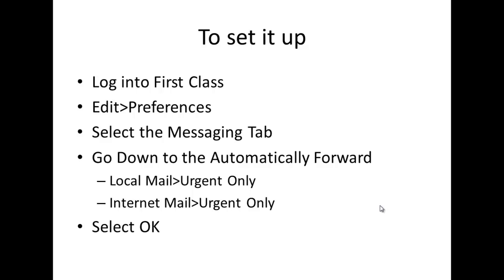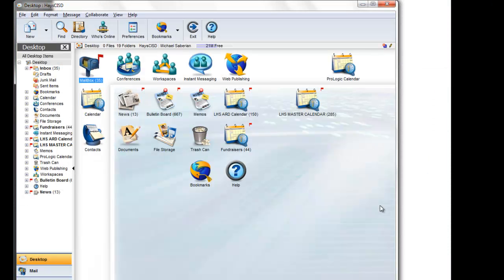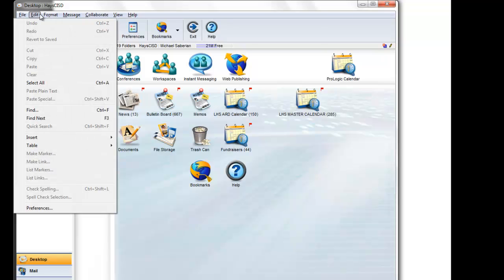So now that I've shown you the step set, I'm actually going to model the behavior for you. So I'm going to queue over to my first class. So here's my first class. Everybody see my cursor? Okay, I'm going to edit. I'm going to go down to the preferences all the way at the bottom.